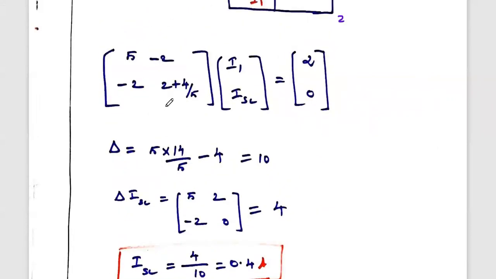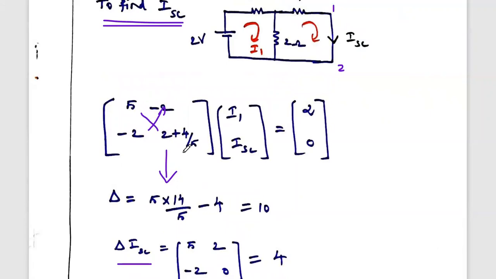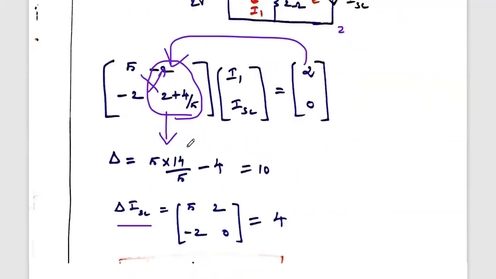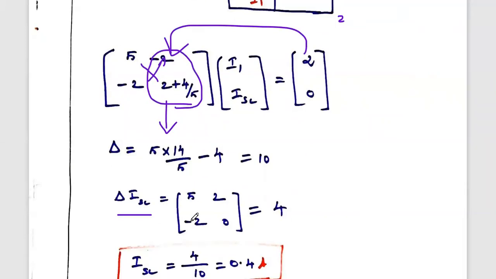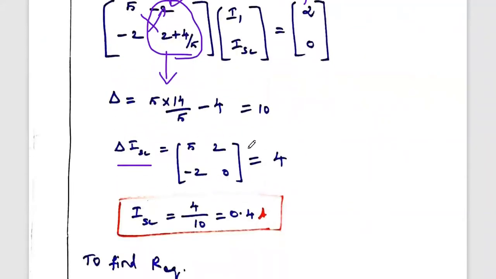First, find the determinant of this 2 by 2 matrix. So 5 into 2 plus 4 by 5. Taking the LCM, we get 14 by 5, minus the product of these two terms, which is 4. So the determinant is 10. Then we have to calculate del ISC. In this 2 by 2 matrix, you replace the second column by the constant values. Replacing, we get the matrix 5, minus 2, 2, 0. The determinant is 4.